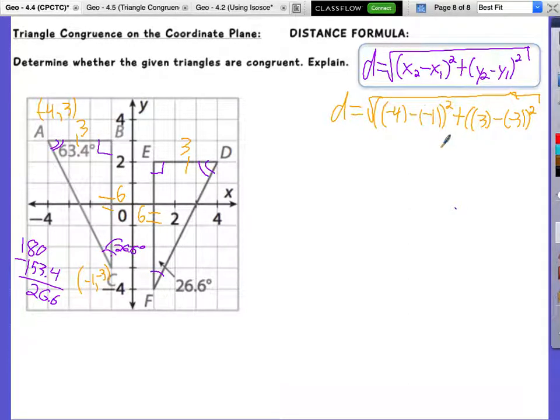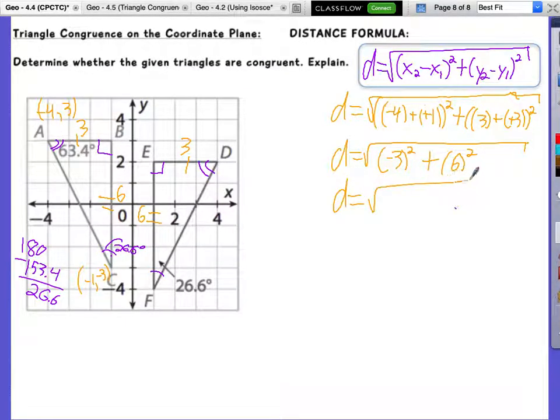Okay, so now we're going to complete this. What do we have when we have 2 negatives in a row? Positive. 2 negatives in a row over here. Positive. Very good, Aubrey. What's 4 plus 1? Negative 3. Negative 3, but we put it in parentheses and we square it. What's 3 plus 3? 6. We put it in parentheses and we square it. So what's negative 3 squared? Positive 9. What is 6 squared? 36.